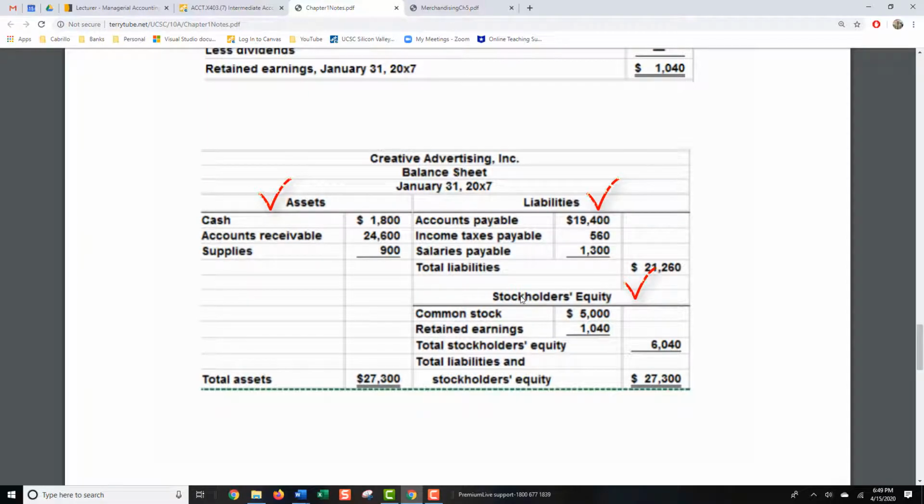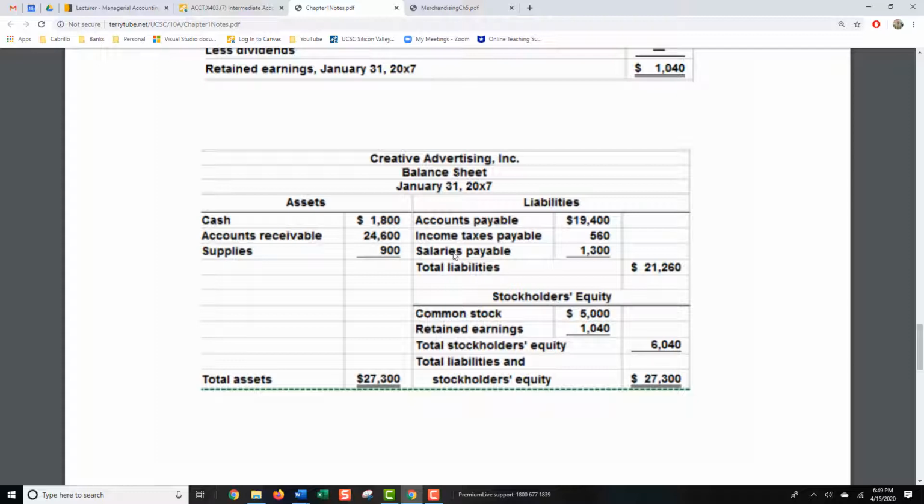When you see stockholders' equity, you know it's a corporation. Owner's equity is a more generic term. So owner's equity could be a sole proprietor, it could be a partnership, it could be a corporation. As soon as you say stockholders' equity, then you know it's a corporation.